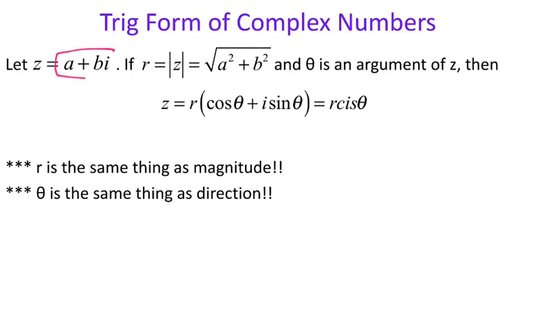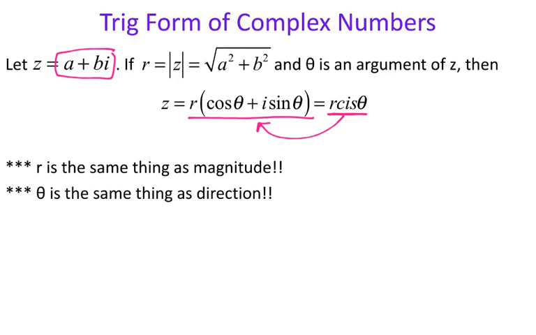A complex number is a plus bi, and that complex number can actually be written trigonometrically, where it would look like this: r times cosine of theta plus i sine of theta. And this right here, r cis theta, is a shorthand version of this. Now, what does all of this mean?